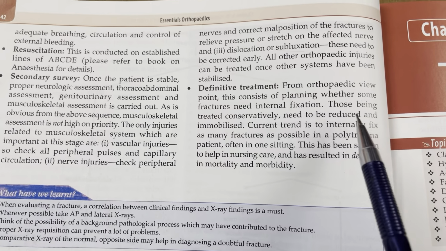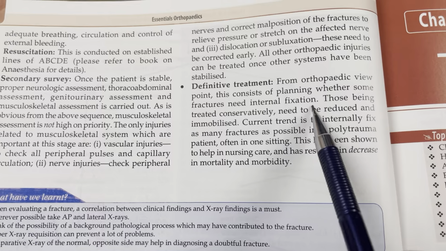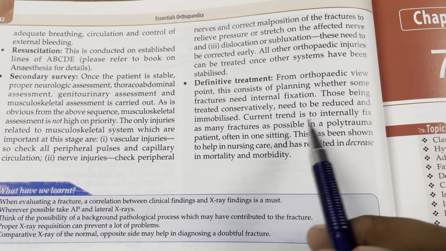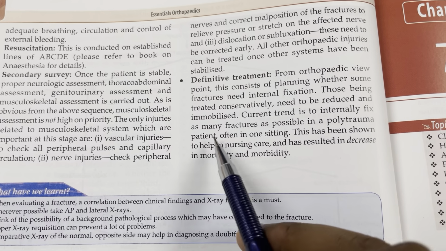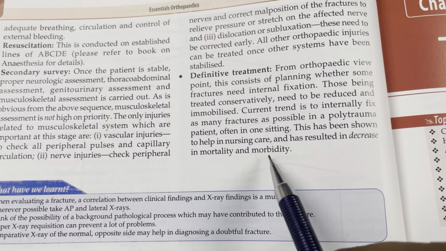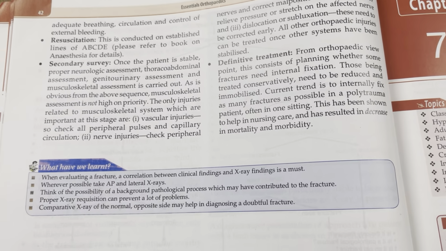Then definitive treatment, again, you will think of whether the fracture needs internal fixation or not. The current trend is to internally fix as many fractures as possible in a polytrauma patient, often in one sitting. Okay, this has resulted in a decrease in morbidity and mortality.